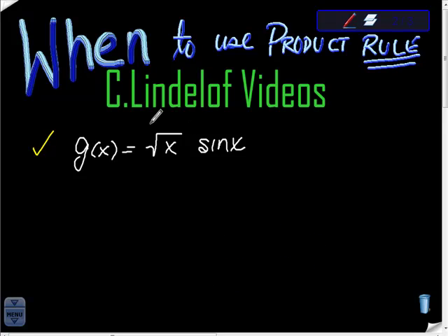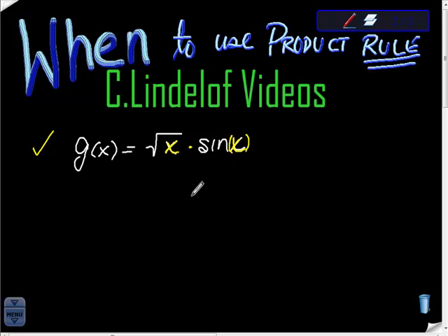Well, what can I do here? I have g of x is equal to square root x times sine x. Are we allowed to multiply this x and this x? Well, of course we're not. This x here is the argument. So we can't. We have something that cannot be simplified further than it is. Therefore, this is a good product rule problem.